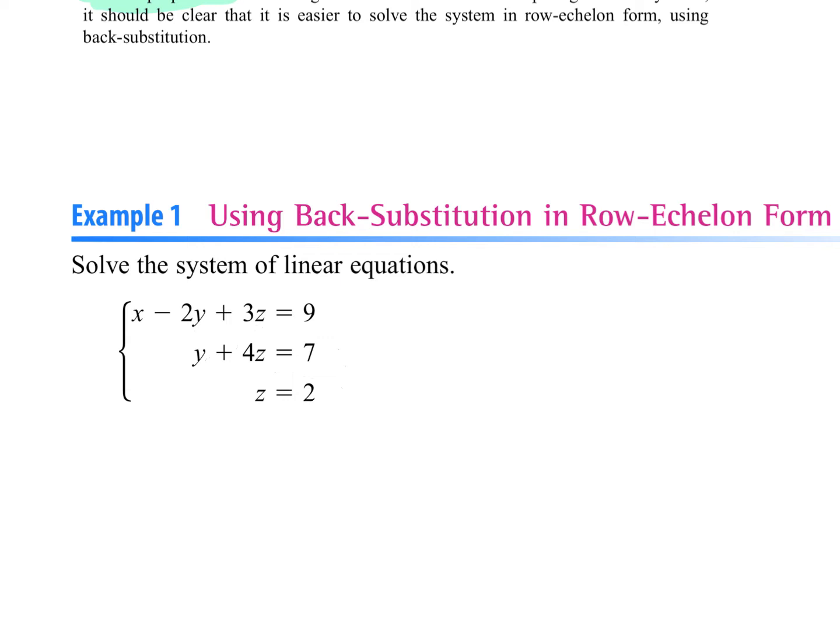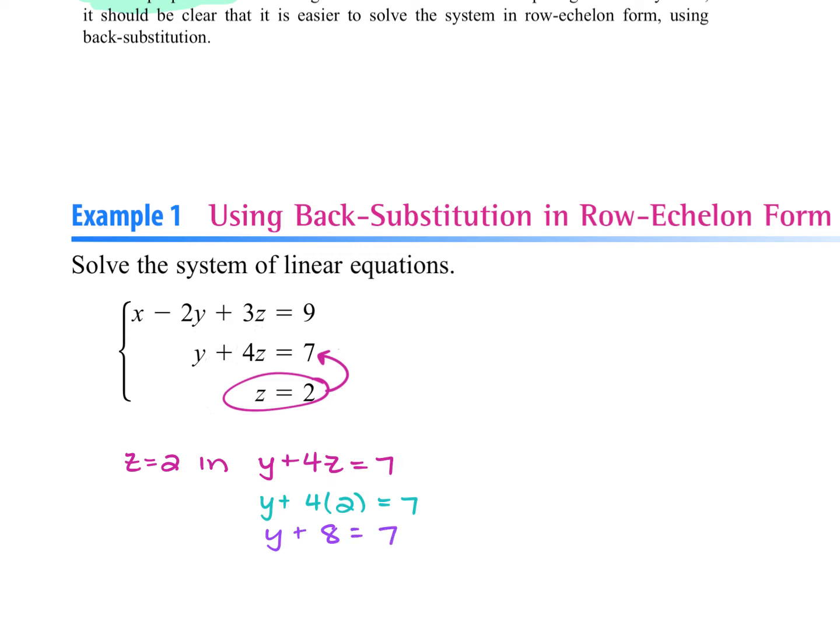So the easiest thing to do here is to go from the bottom part, plug it into the one above it, solve for y. Then once you get y and z, plug it into the top equation, and then solve it that way. So if we use the bottom, that z is equal to 2 in y plus 4z is equal to 7, that's going to give us y plus 4 times 2 is equal to 7. The 4 times 2 is 8, so that's y plus 8 is equal to 7. We move that 8 over by subtracting it from both sides, and we get that y is negative 1.